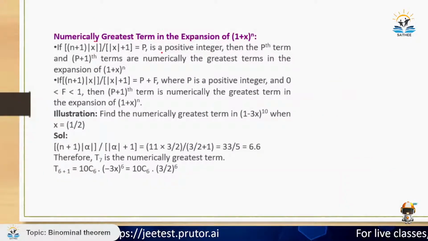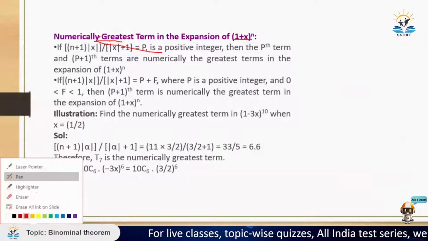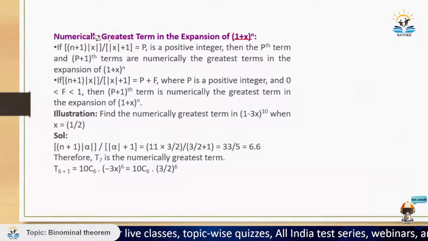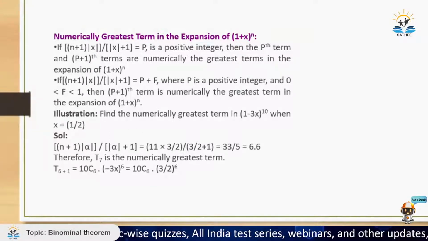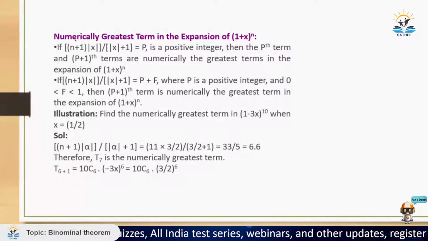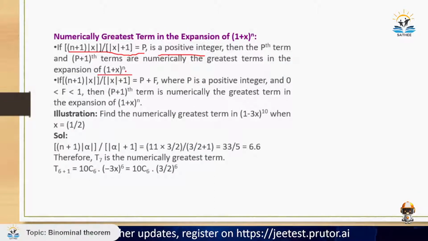Okay, now moving on to the next concept, numerically greatest term in the expansion of 1 plus x power n. For numerically greatest term, you will say n plus 1 into mod x upon mod x plus 1 equal to p, where p is a positive integer, because mod x is positive. Then the pth term and p plus 1 term are the numerically greatest terms of 1 plus x power n.